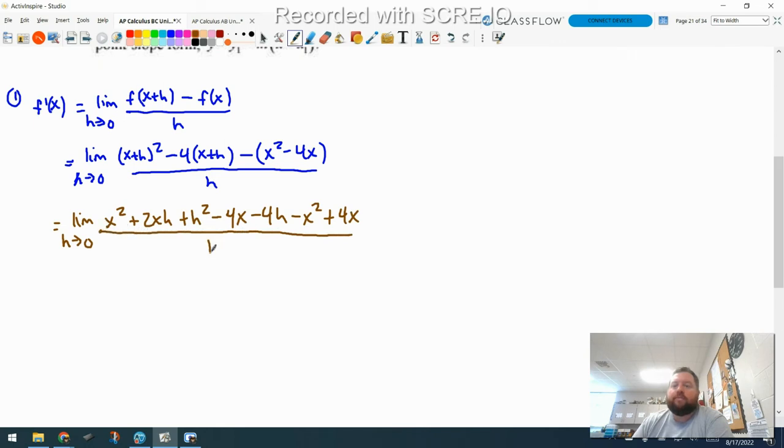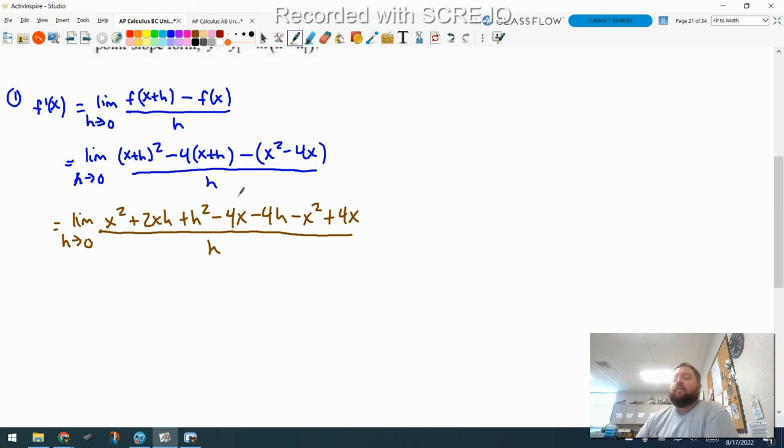All over h. All right, so the problem right now is that if we were to plug in 0 for h, we would get 0 over 0. Okay, if I go back to the original, plug in 0 for h, you get f of x minus f of x. 0 on top, 0 on bottom. Okay, and until we can divide this h out of the problem completely, we are still going to be in that 0 over 0 form.